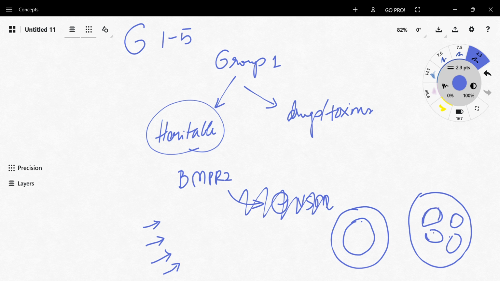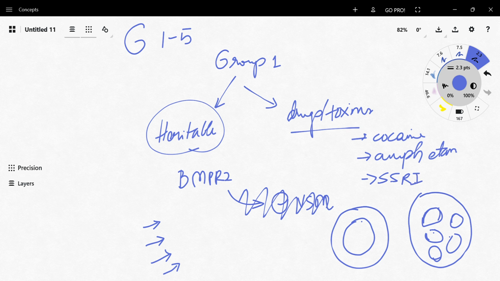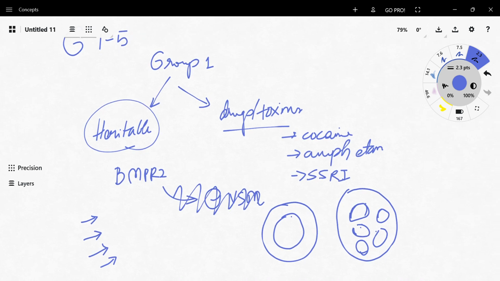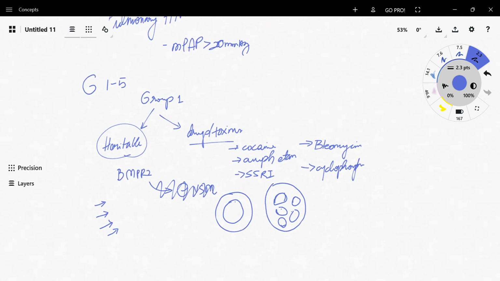Okay, it's pretty bad. And then drugs and toxins, this list is again not exhaustive, but there's cocaine, there's amphetamines, there's certain SSRIs that can cause pulmonary hypertension. There's certain chemotherapeutic agents like bleomycin and cyclophosphamide. Okay, now that's group 1, right? Now let's move on to group 2.